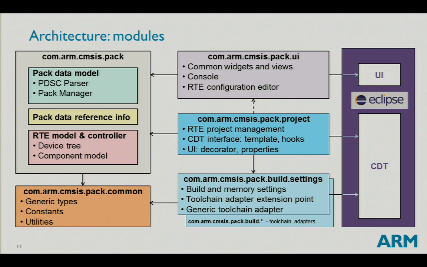These arrows show the dependencies. So as you can see, the core plugin depends only on common, but has no dependencies on others and no dependency on Eclipse. So it's almost pure Java. Those others really have dependencies to Eclipse, so to CDT or to the UI. But here, they also have some dependency between each other.